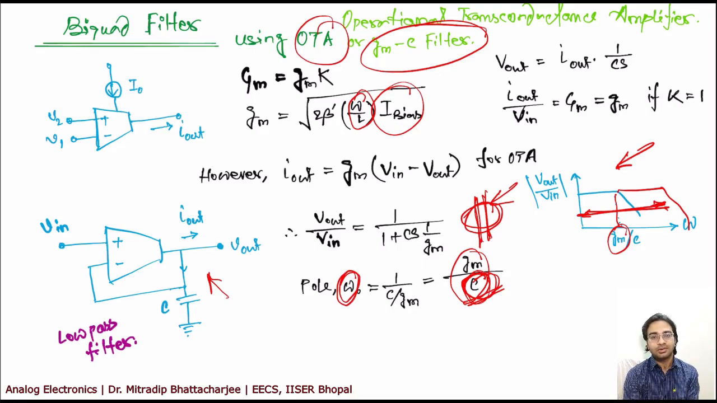However, for video filters you can't use them, because video starts in megahertz, with 60 megahertz or so. So it can't go to 60 megahertz. But theoretically you can put any value of GM and C, and you will get even gigahertz. But in practice it is not possible. However, these OTA filters are very useful for low frequency applications. You will find a lot of commercial applications of this kind of OTA filter.